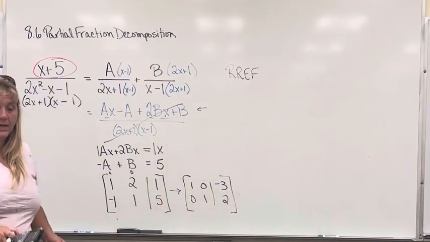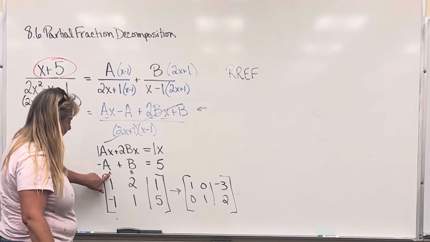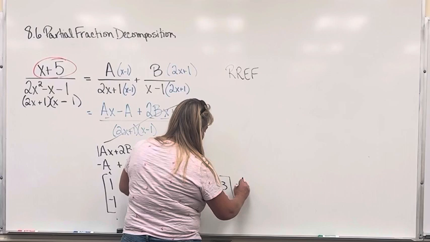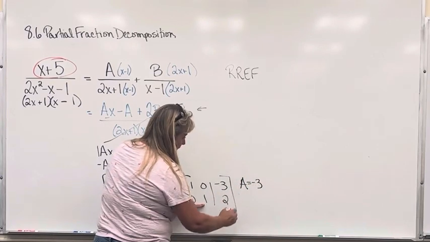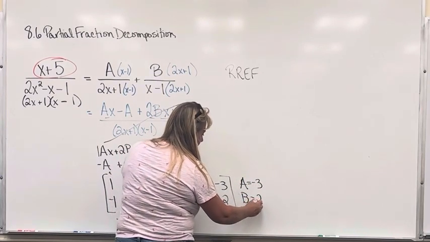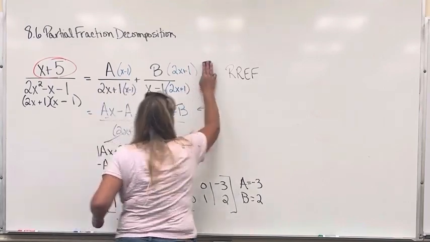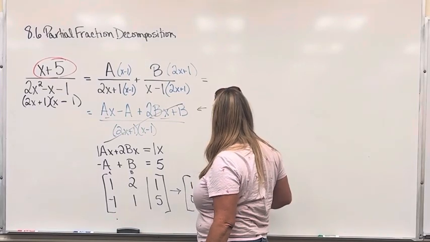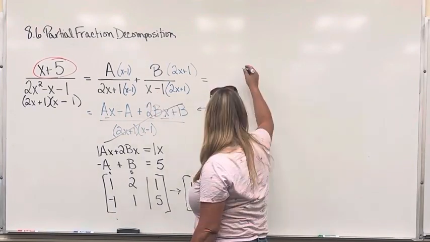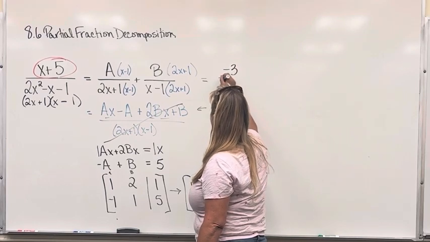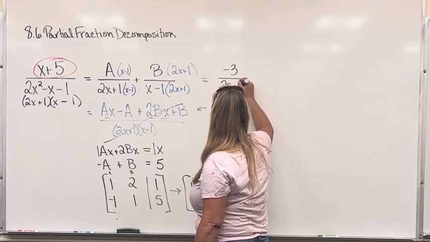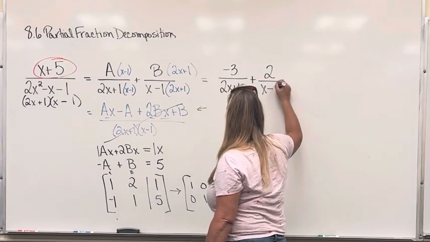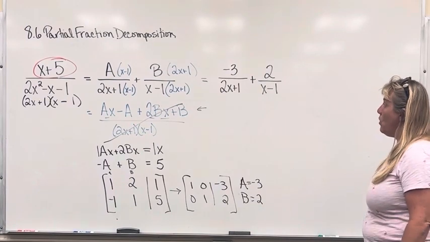Now remember, this represents the A's and this represents the B's. So this is like saying that A is equal to negative 3 and B is equal to 2. So guess what we get to do? We get to come up here and we get to plug our A and our B in on top of our fractions. So we say negative 3 over 2x plus 1 plus 2 over x minus 1. And now we've got it.